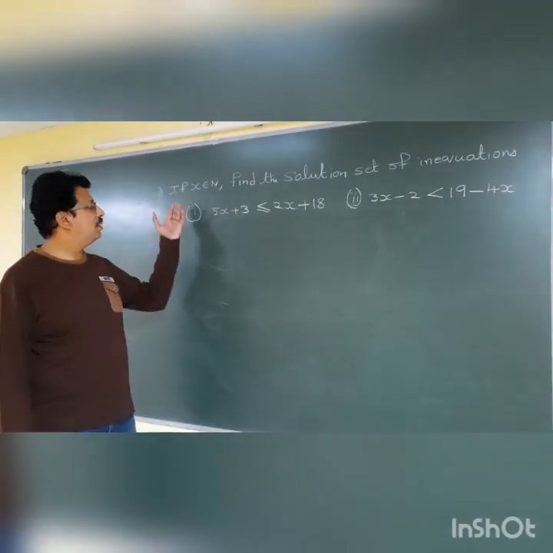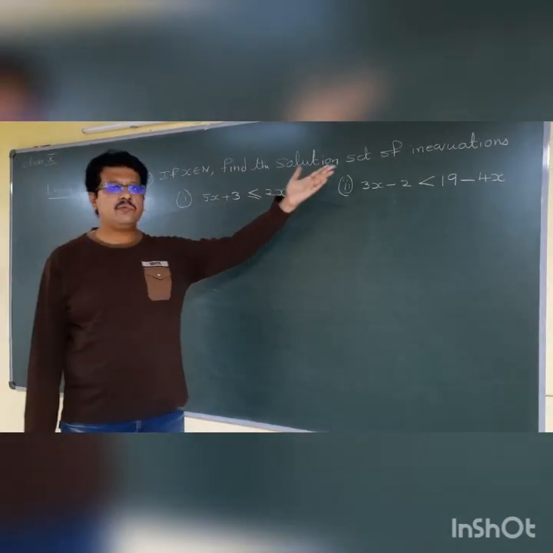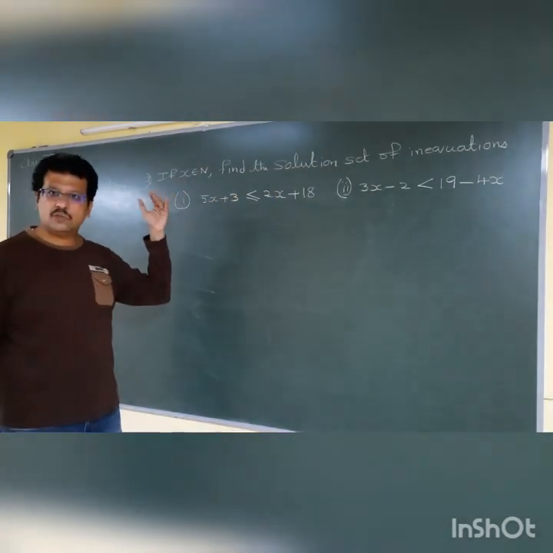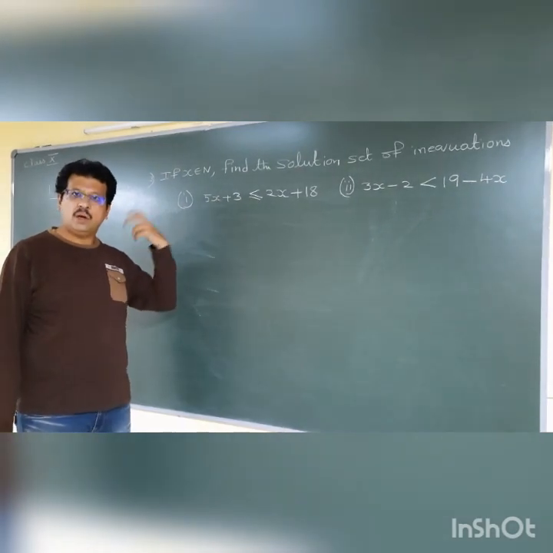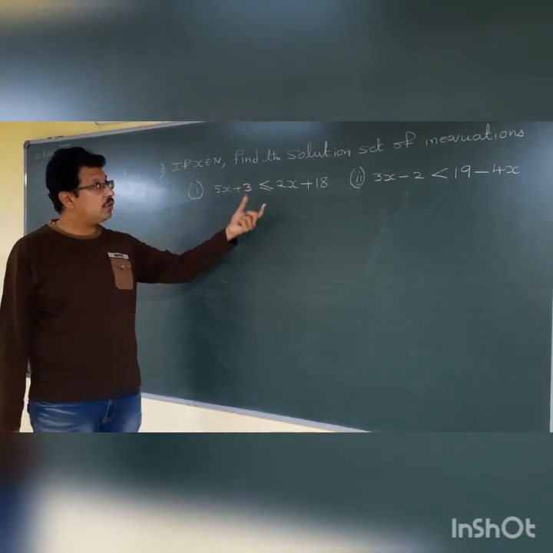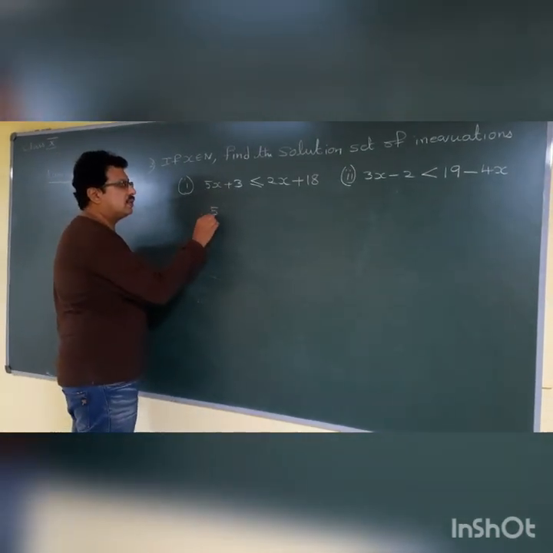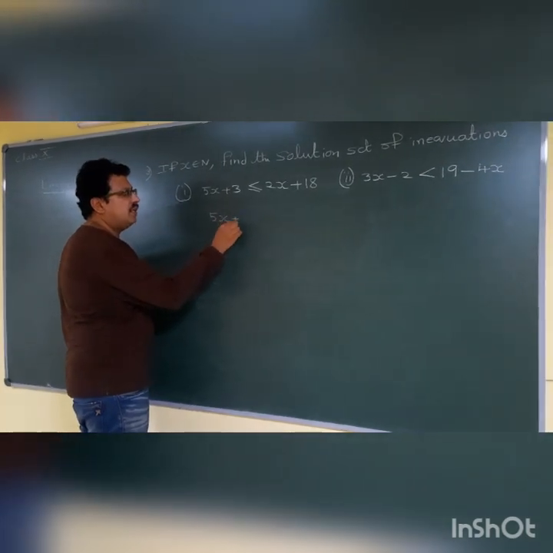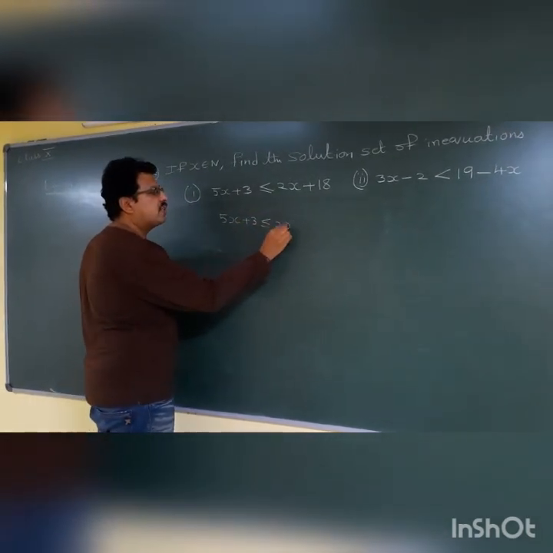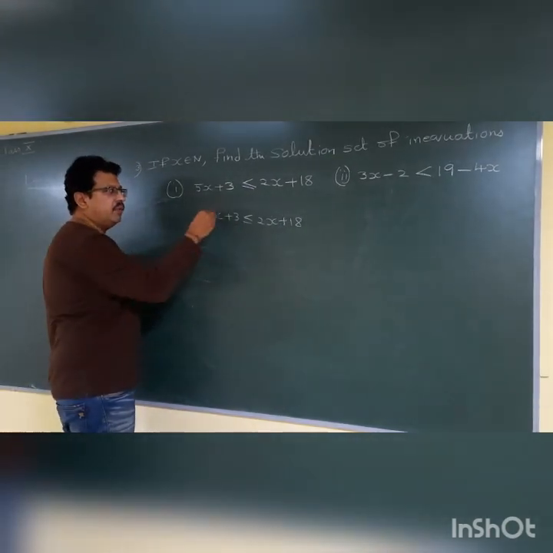Children, we will solve the problem here. If x belongs to natural numbers, find the solution set of the inequation. When I start solving the sums, I will explain how to go on with the problems. So now we are going to solve this inequation: 5x plus 3 is less than or equal to 2x plus 80. Let us bring all the variables to one side.